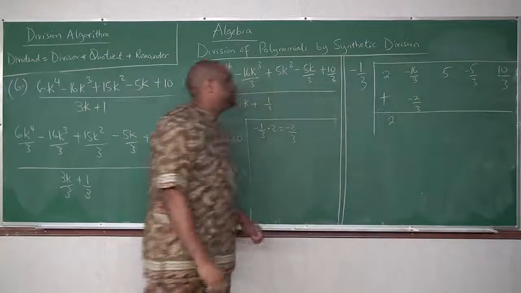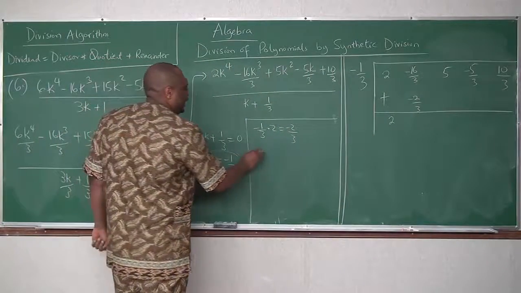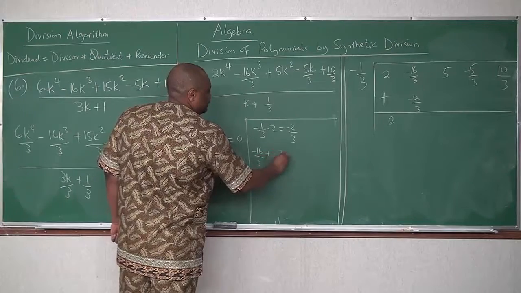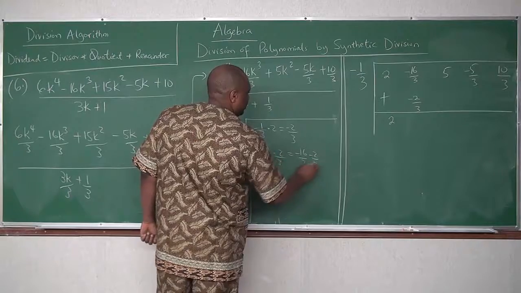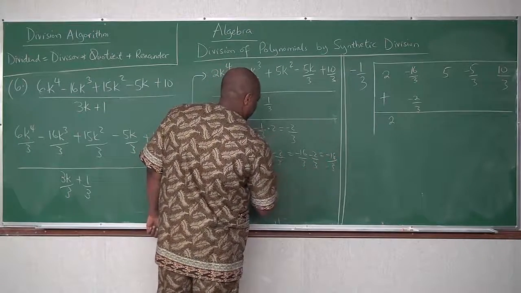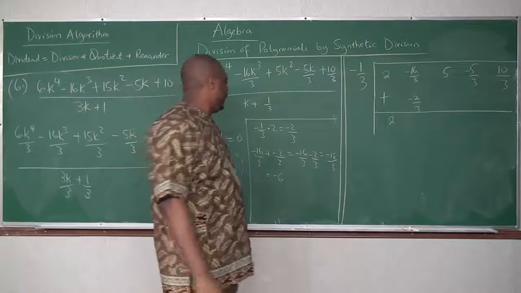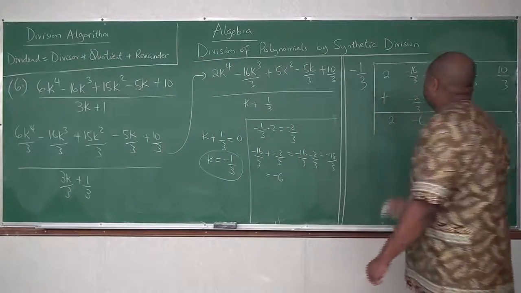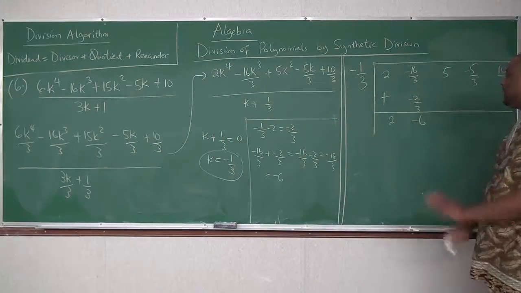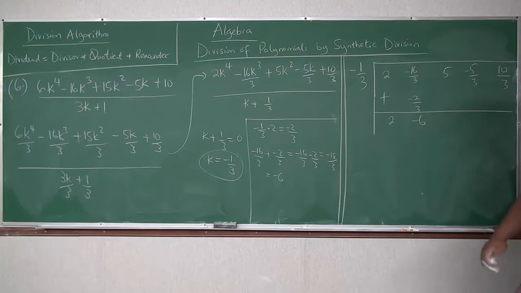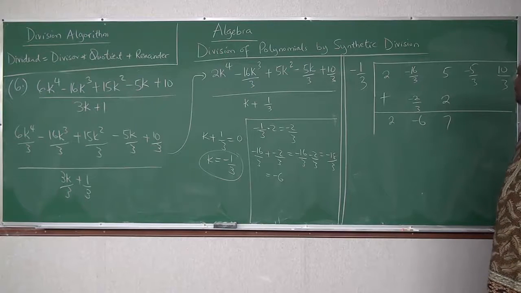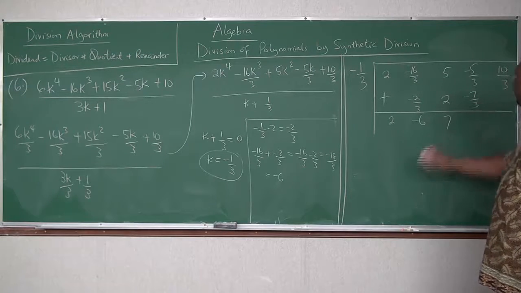And this is addition operation. So negative 16 over 3 plus negative 2 over 3 means negative 16 over 3 minus 2 over 3, which is negative 18 over 3, and that is negative 6. Negative 1 over 3 times negative 6. Negative times negative is positive. 1 over 3 times 6 is 2. 5 plus 2 is 7. Negative 1 over 3 times 7 is negative 7 over 3.